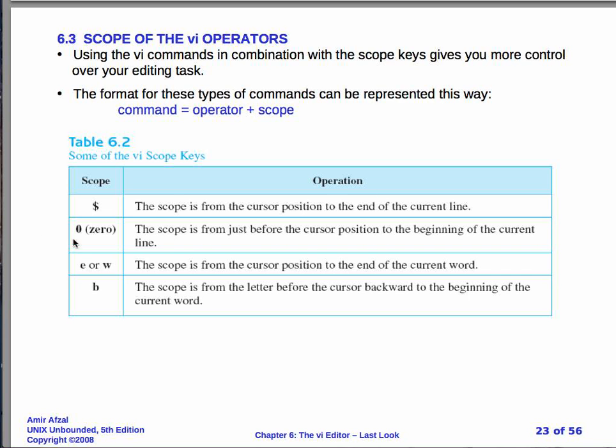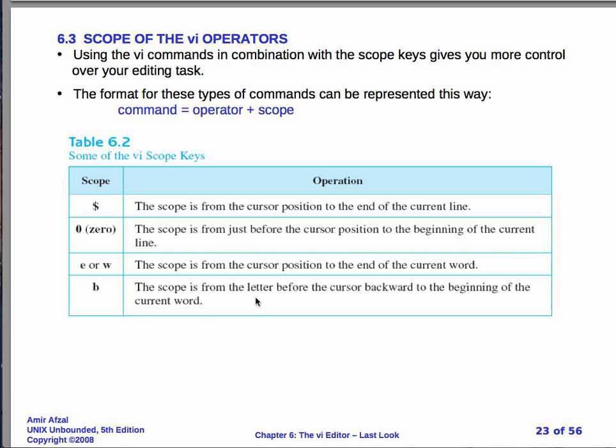You can do something that's, I guess, sort of the opposite by saying, for example, d0, and it's not 0d, it's d0. d0 will cut everything from the beginning of the current line to the current cursor position. If you don't want to cut, you just want to copy, you can say y0, which copies everything from the beginning of the current line to just before the current cursor position, and then you can paste it elsewhere.